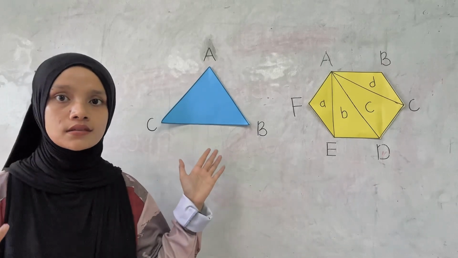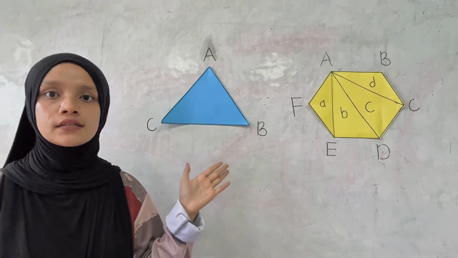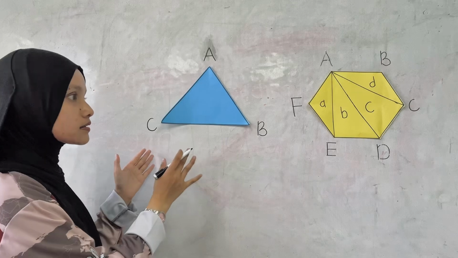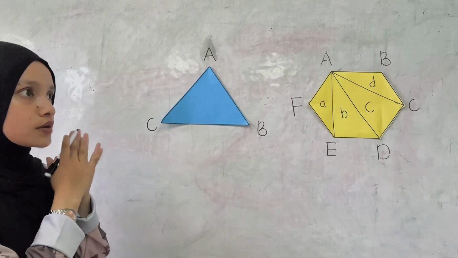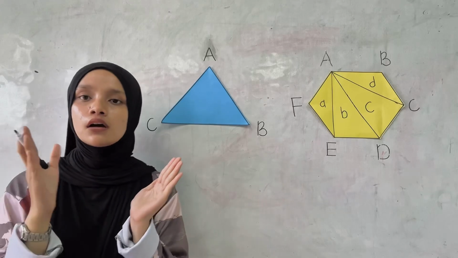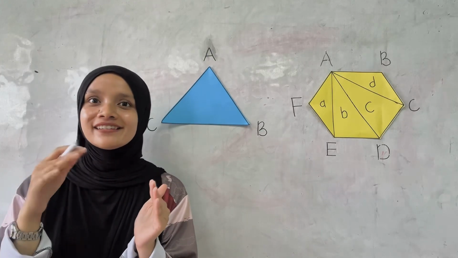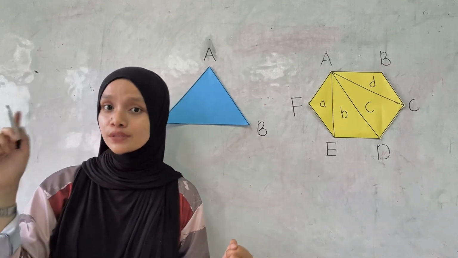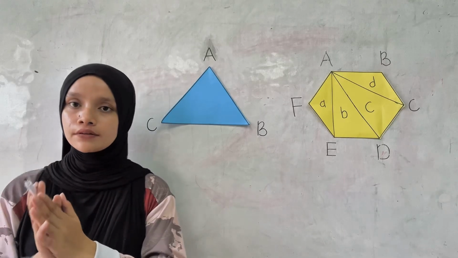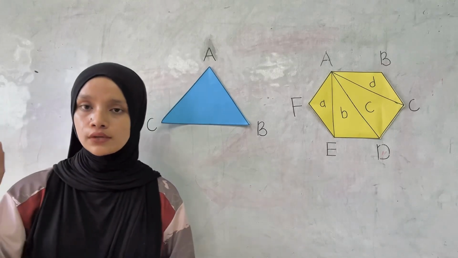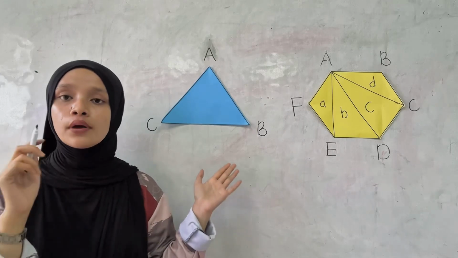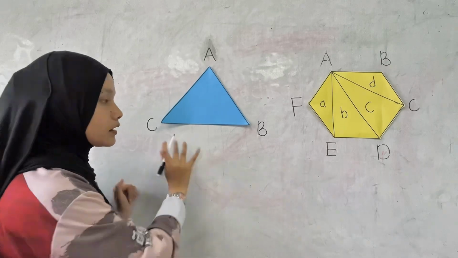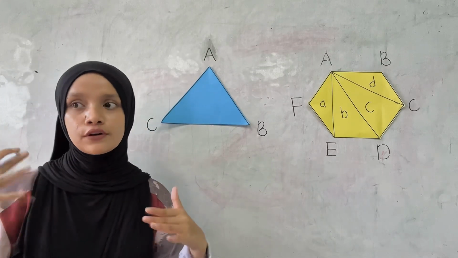As you can see, I cannot divide this triangle into another triangle because it is already a triangle. As you can remember, the formula of the interior angle sum is n minus 2, multiplied by 180. So you know that the triangle is 180 degrees. As a proof, I will calculate for you, okay?